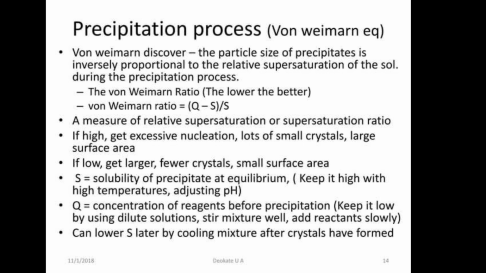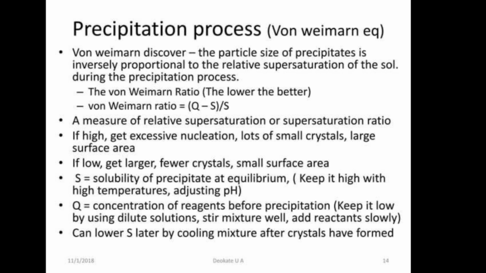Precipitation process. Von Weimarn discovered that the particle size of the precipitate is inversely proportional to the relative supersaturation of the solution during the precipitation process. The von Weimarn ratio: the lower, the better. The von Weimarn ratio is (Q - S)/S, a measure of the relative supersaturation or saturation ratio. If high, you get excessive nucleation, lots of small particles and crystals, and large surface area. If low, you get larger, fewer crystals and small surface area.